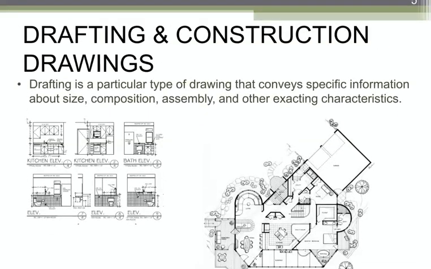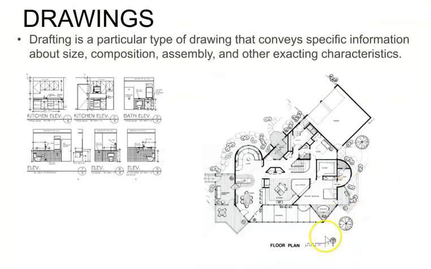We're making drafting and construction drawings. So drafting is a particular type of drawing that conveys specific information about the size, composition, assembly, and other exacting characteristics. Here is a floor plan that is for a very modern looking area, but you can see the tiled floor, the door openings, the poché walls, as you walk through, you enter different spaces, and these are some of the entourage, which are the landscape.